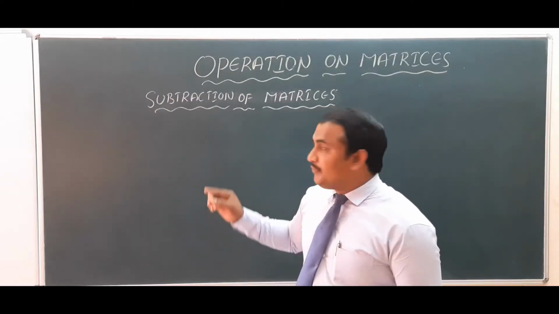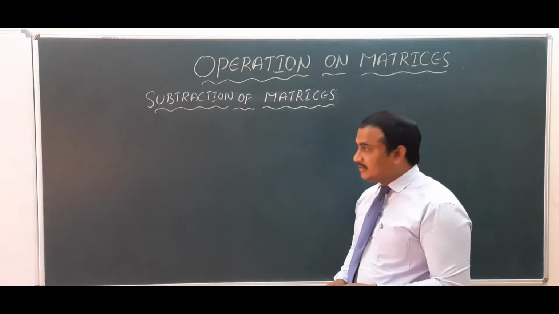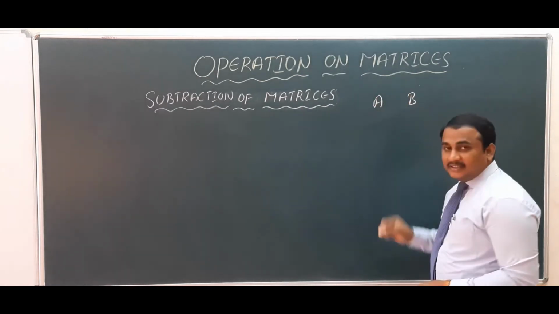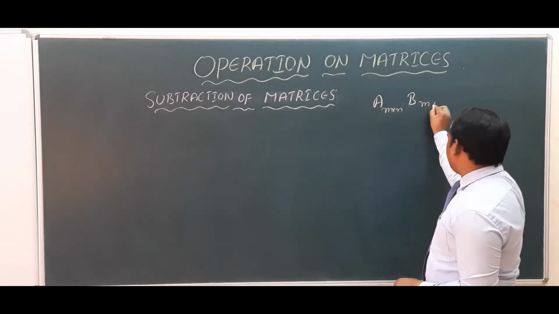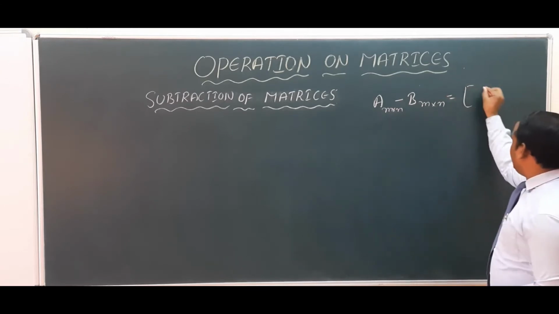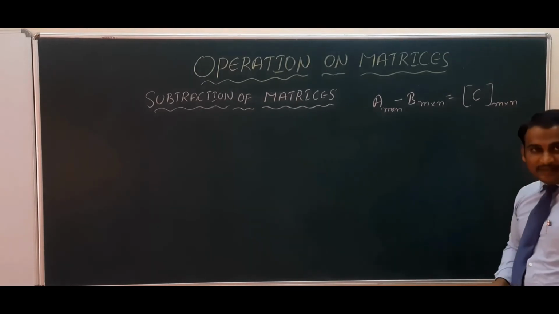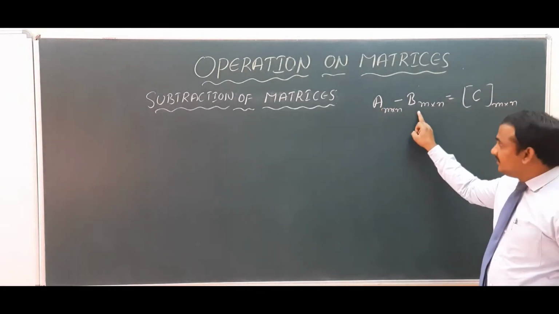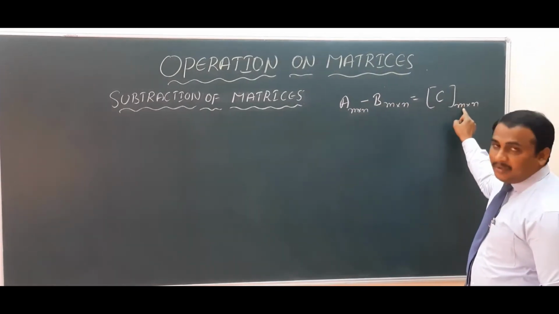Next, subtraction of matrices. Same as we solved the previous addition of matrices, here also the same condition applies. If the A matrix and B matrix are of the same order, suppose A is of order m by n and B is of order m by n, then if you subtract A minus B, the resultant matrix you will get is m by n. I am assuming C is the resultant matrix. Always, if the A matrix order and B matrix order are both the same, you can proceed with subtraction. The resultant matrix will be of the same order.